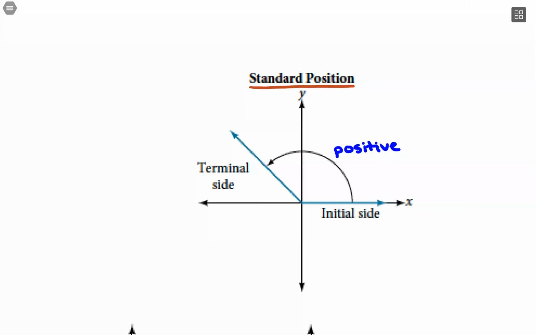If I made a different terminal side, let's say we were down here, and I showed the motion going in this direction, which would be clockwise, that would mean our angle measurement would be negative.